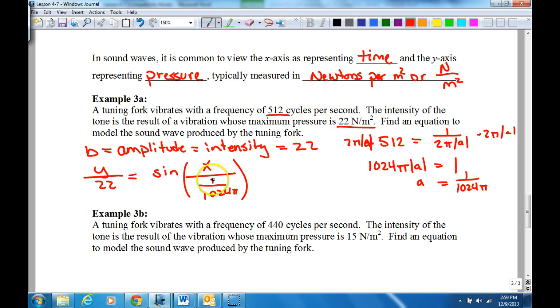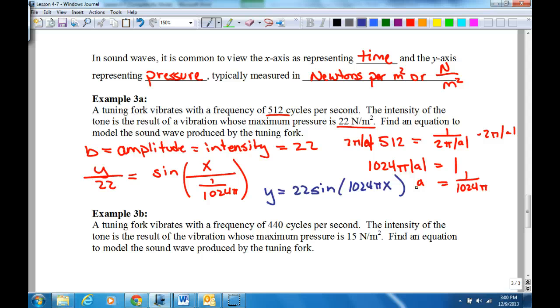What happens to the denominator on this? We're going to flip it up, right? Okay, so what happens to the denominator under the y? Right, we're going to move it to the other side because we're going to multiply both sides by 22. So this ends up being y equals 22 sine. And then this becomes part of the numerator. So it's going to be 1024 pi x.